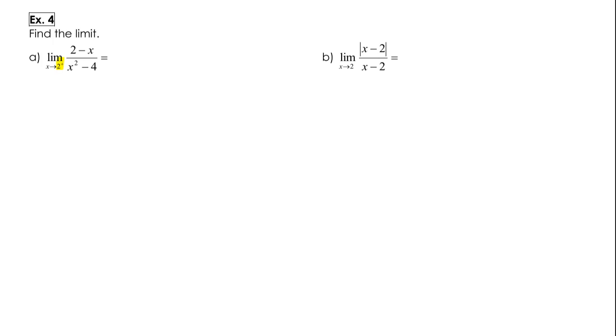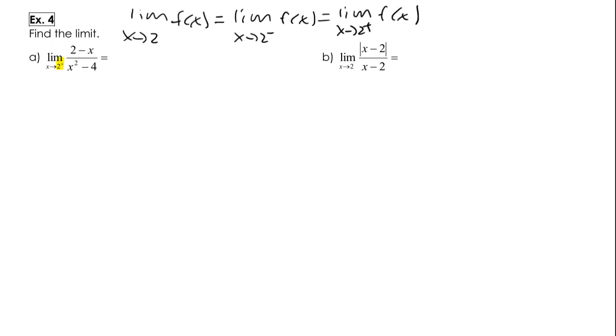Now, when you have a function and you're analyzing the limit and you're just looking at the right or the left, do you remember for the limit to exist as x approaches 2, what this means is the left has to equal the right. So let me see if this makes sense. If the limit as x approaches 2 exists, then that means the left limit has to equal the right limit. So if the limit exists at 2, then those two will also exist.